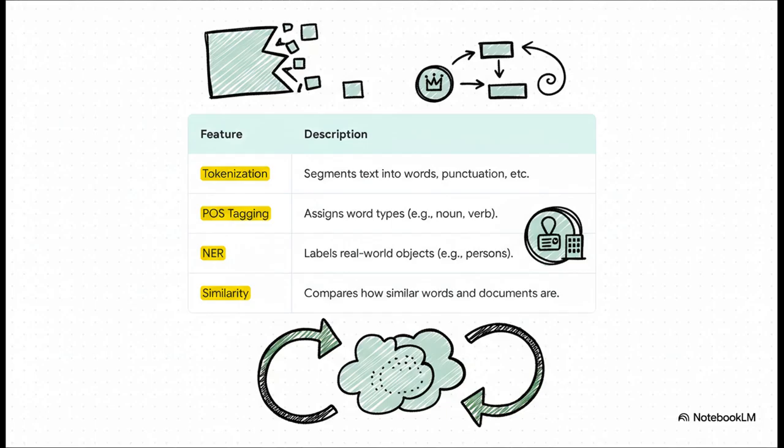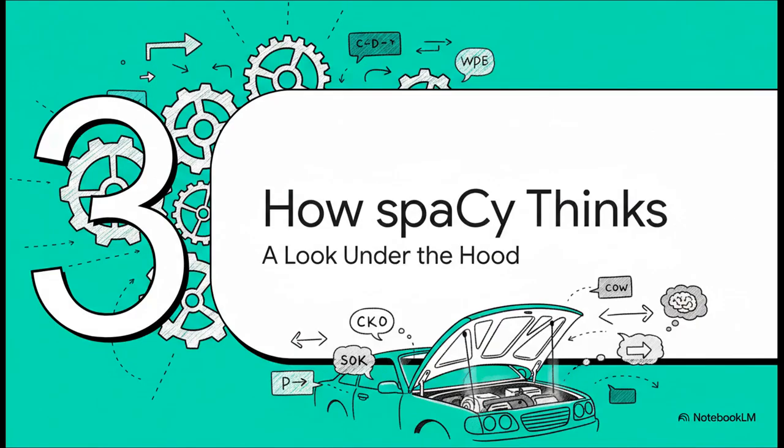And on top of all that, it can even calculate how similar two words are in meaning. It's basically a complete toolkit for analyzing text. Okay, so we know what it does, but how does it actually do it? To really use spaCy well, it helps to understand its core design, kind of the way it thinks about language. So let's take a quick look under the hood.